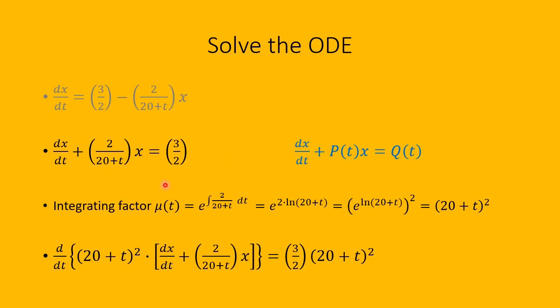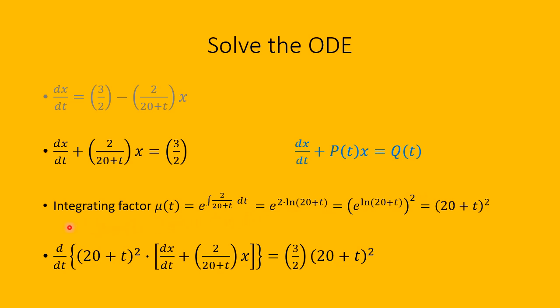So the integrating factor in this case is going to be a function of t. The p of t function is 2 over (20 plus t). So mu of t is e to the integral of 2 over (20 plus t) dt. And this integral is fairly easily evaluated to get 2 natural log of (20 plus t). So the integrating factor is e to this exponent. But then we can rewrite this using properties of powers as e to the log of (20 plus t) quantity squared. But e to the log of (20 plus t) is just 20 plus t. And then we have the square here.